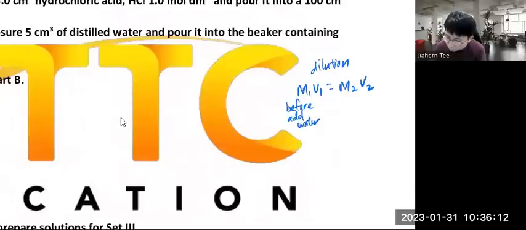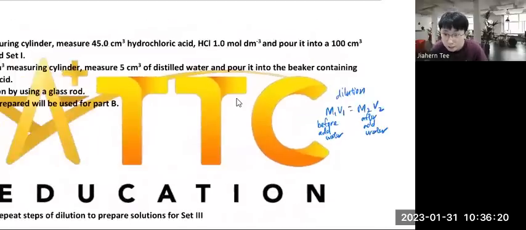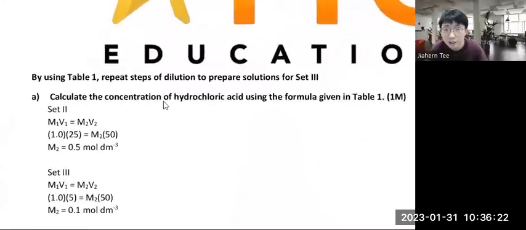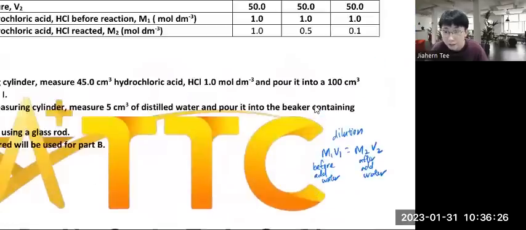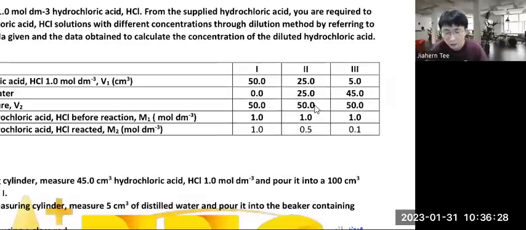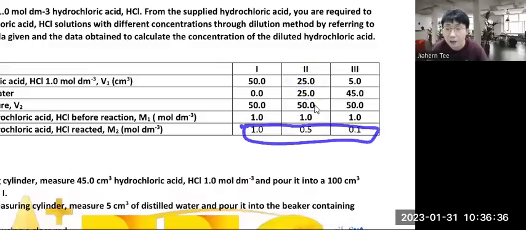Okay, then M2V2 is after adding water. It means before and after you add the water. So how do you do it? Let's say from here, calculate the concentration of hydrochloric acid in Table 1. Let's say they give you all these values, 25 cm³ of acid and 25 cm³ of water. Then what is the concentration? You see, this is actually our answer.